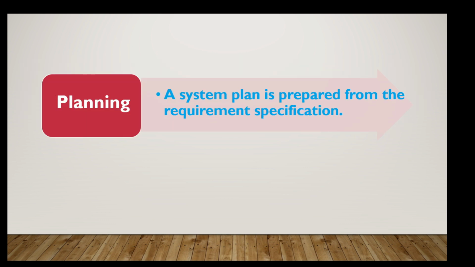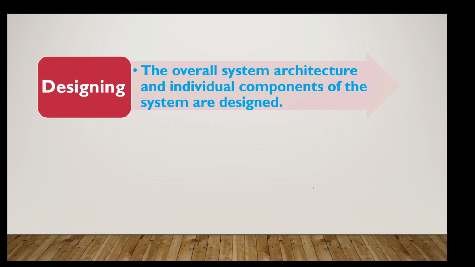And the next one is planning. After completing the requirement specification and analysis, we are going to plan the system. A system plan is prepared from the requirement specification. So by using the requirement specification only we are going to prepare the system plan. This is done in planning phase. Next one is designing. The overall system architecture and individual components of the system are designed. Here in designing phase we are going to design the overall system architecture and the individual components of the system.